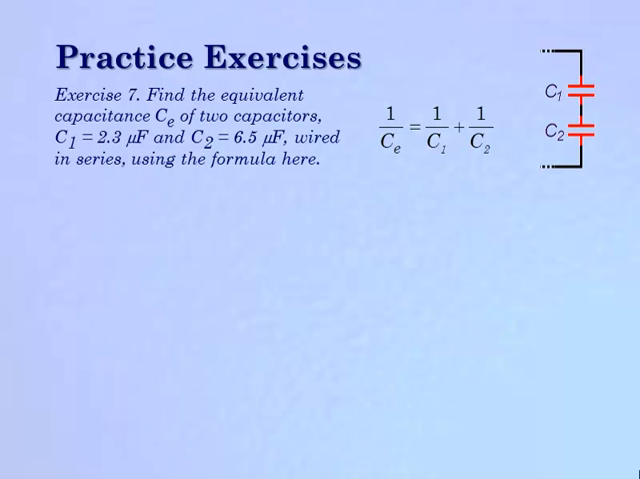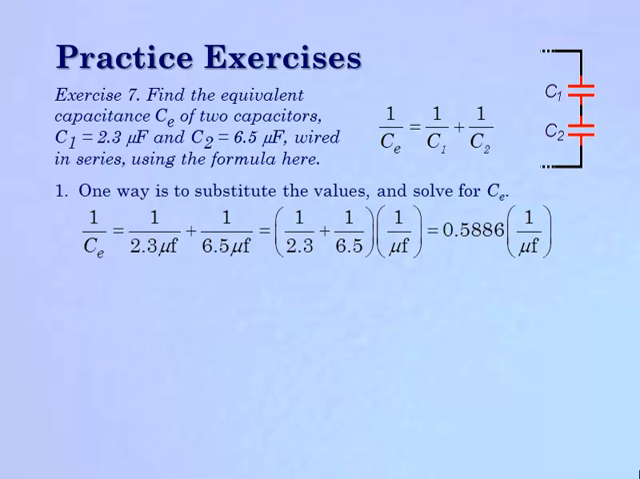All right, so here's that expression I promised you. We're going to find the equivalent capacitance of two capacitors that are wired in series using the formula 1 over C sub E equals 1 over C1 plus 1 over C2. So we're looking for 1 over C sub E. So let's go ahead and substitute the values in. That's one way to solve that.